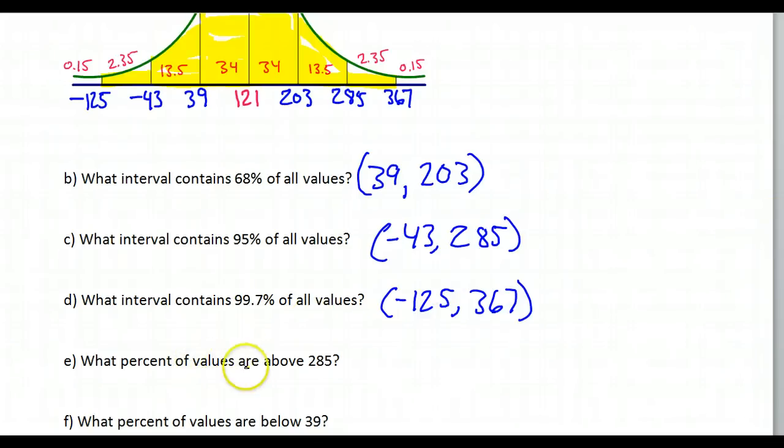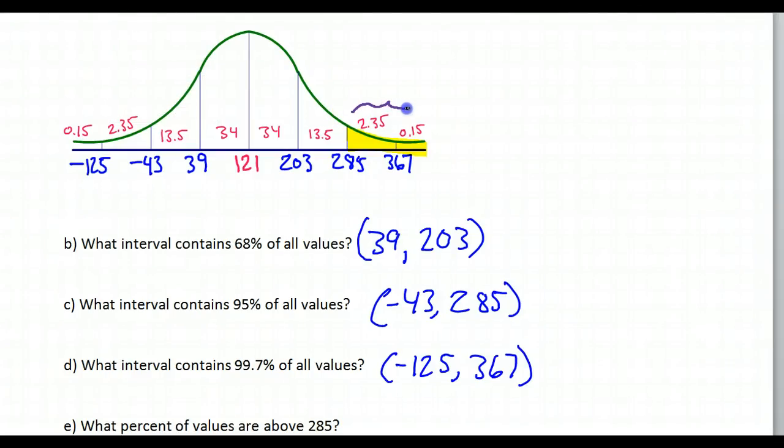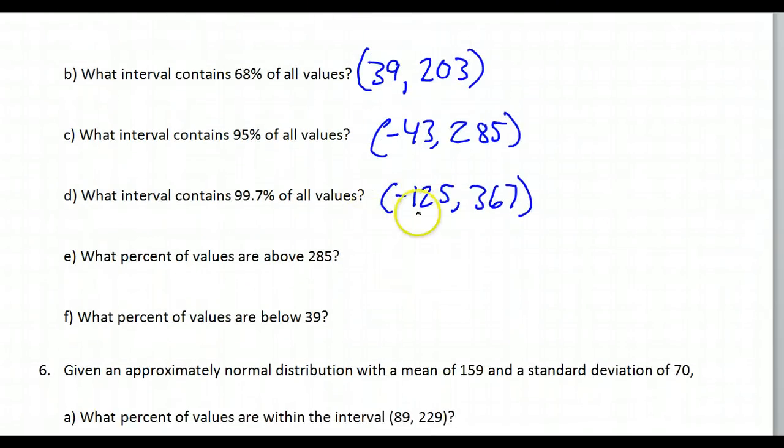Okay, what percentage of values are above 285? All right, let me get rid of some of this yellow stuff. Okay, above 285. Well, this is the zone that is above 285. And see the numbers I've written? That's the 2.35 plus 0.15. I could just add those two numbers. If I add these, that turns out to be 2.5%. All right, so that's what that is.